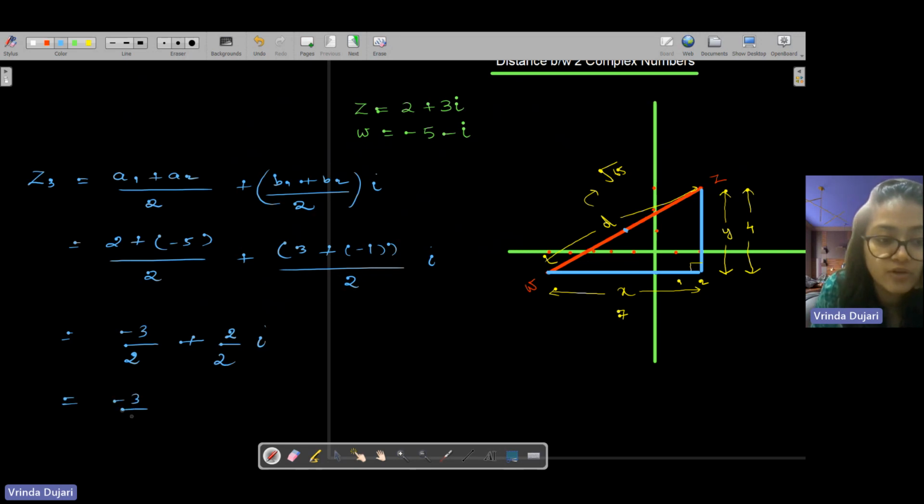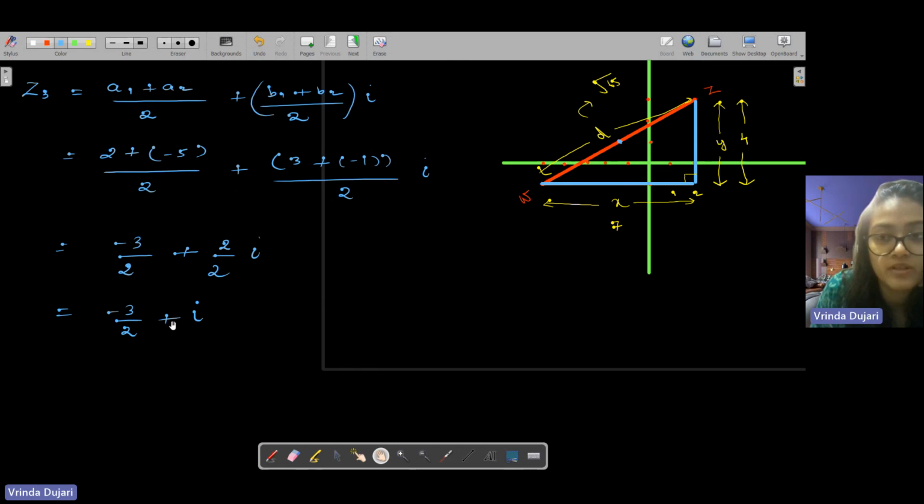This is -3 over 2, and 2 over 2 is 1. So this is the complex number which is going to be exactly over here. This is going to be -1.5, the x coordinate, and the y coordinate is 1. So this point is the complex number -3 by 2 plus i.